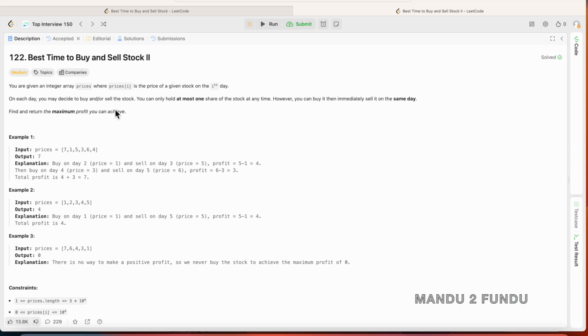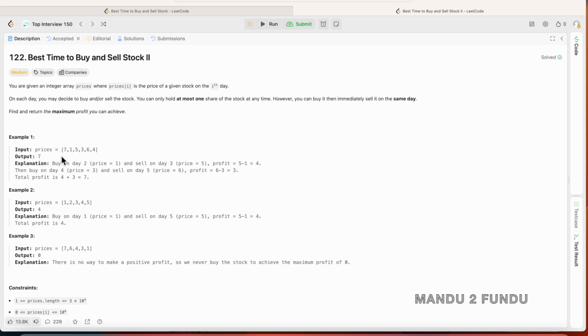This problem is a variant of the previous best time to buy and sell stock, where we hold the stock and decide to sell in the future. In this case, we can decide to sell the stock on the same day to avoid the loss. Then find and return the maximum profit you can achieve. Let's take a look at example 1.